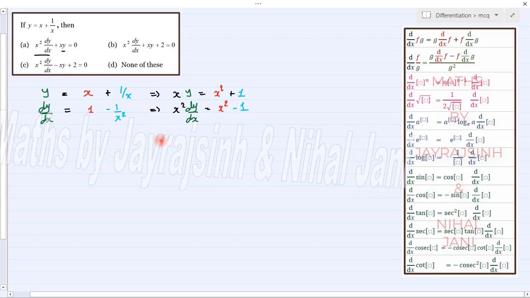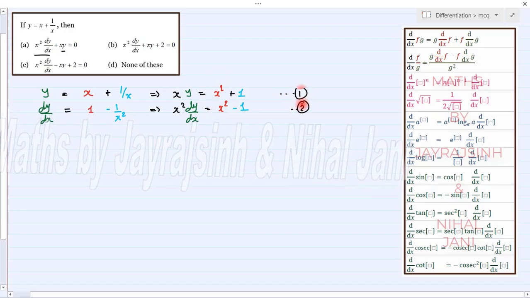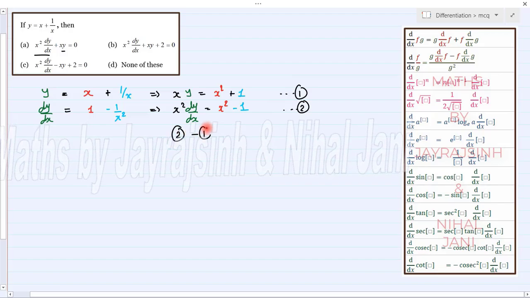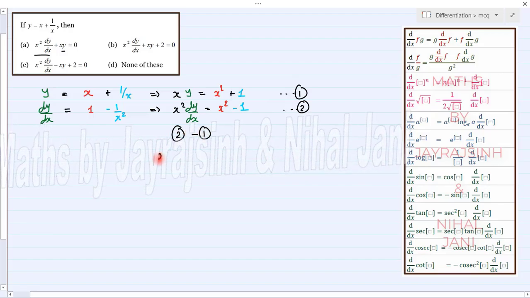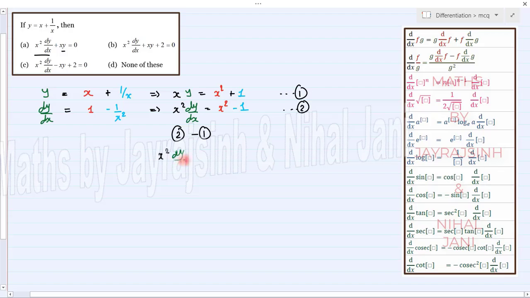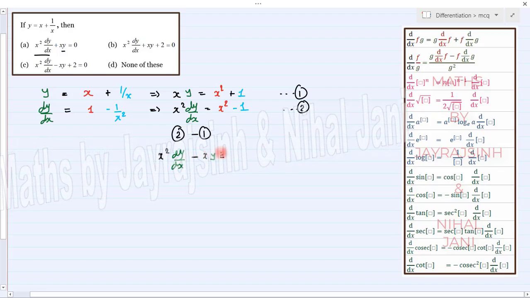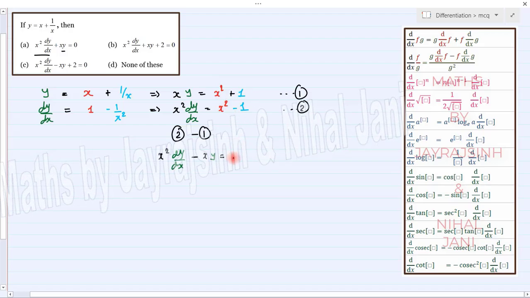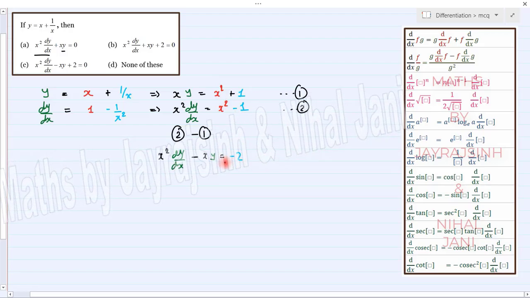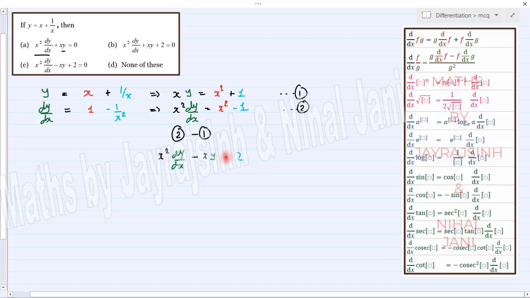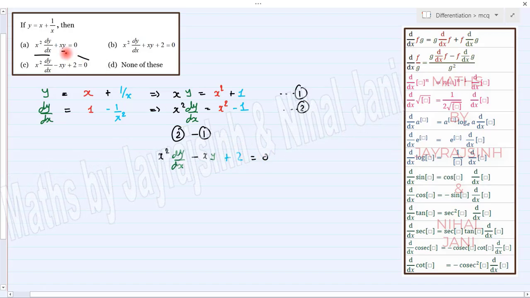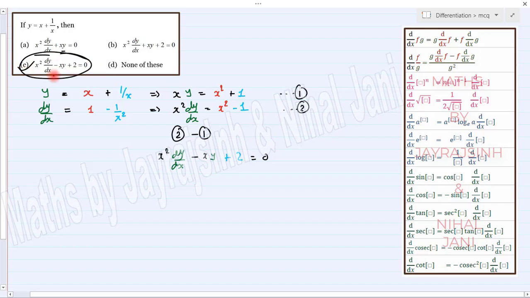So it is observable that if we take equation number 2 minus 1, we will get x square into dy by dx minus xy is equal to x square will cancel out, minus 1 minus will become minus 2, and if we take minus 2 on the left side, we will get plus 2 is equal to 0, which is given in option C. Ta-da!